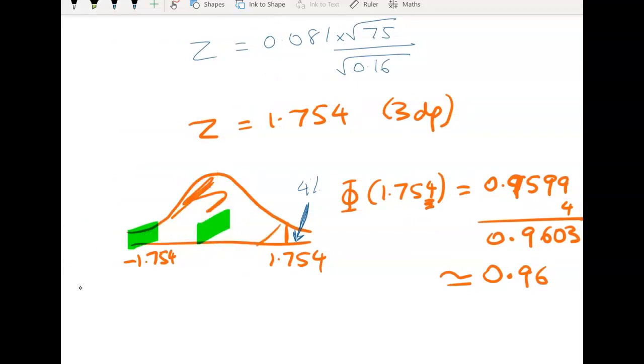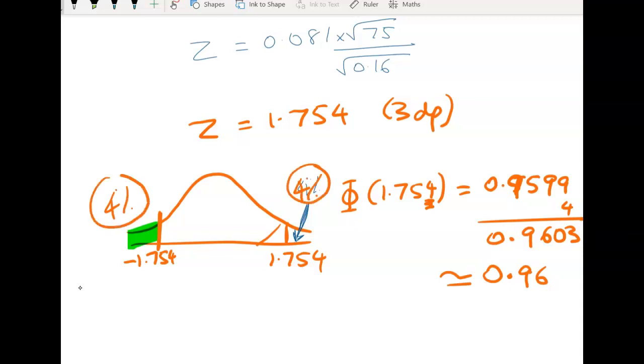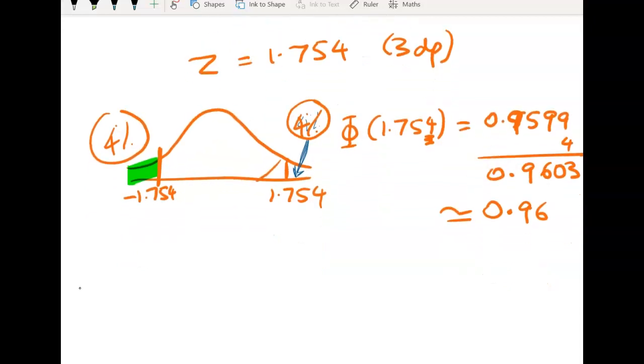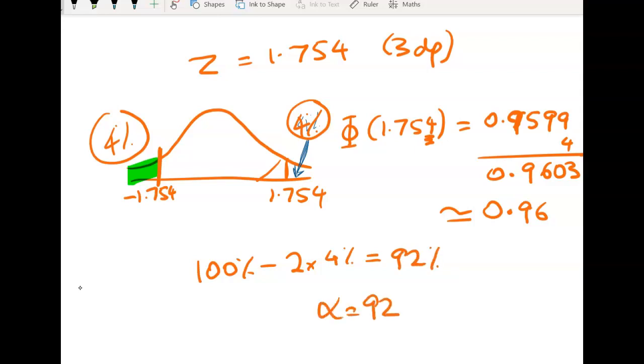And that means that I've also got 4% in that tail. So my significance level is going to be 100%, take away 2 lots of 4%, which gives me 92%. So alpha in this question is equal to 92.